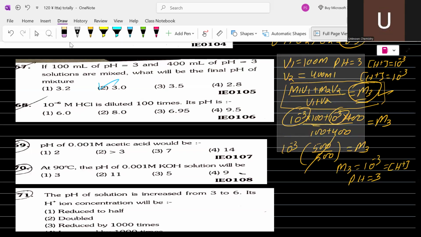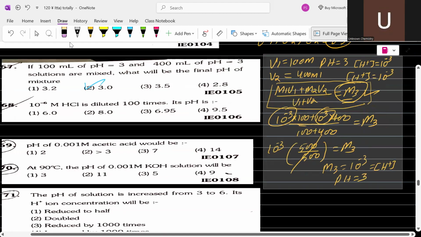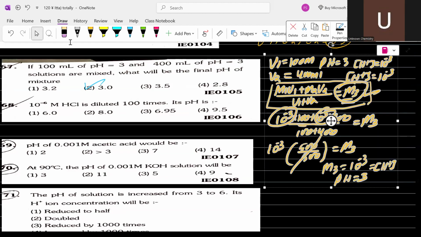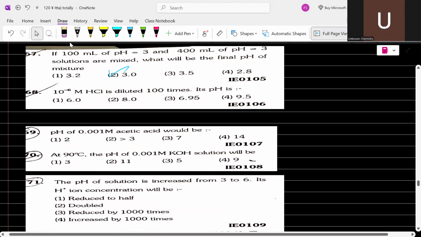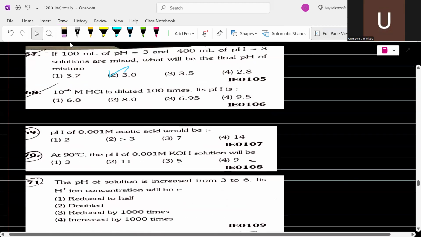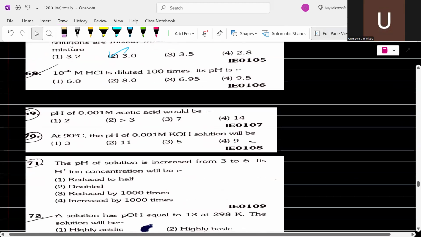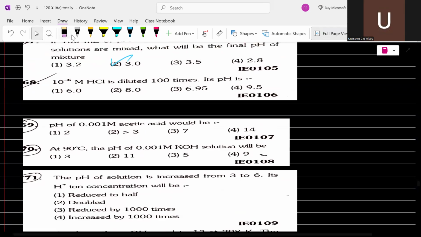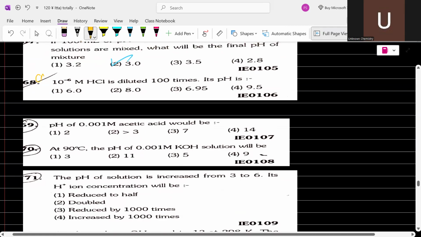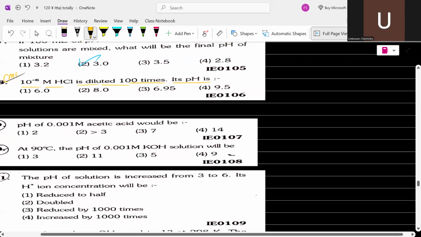Now let's solve the next question. So next question, this concept is important, everyone. This question: 10 is to power minus 7 molar HCl is diluted 100 times. The pH is, please understand.